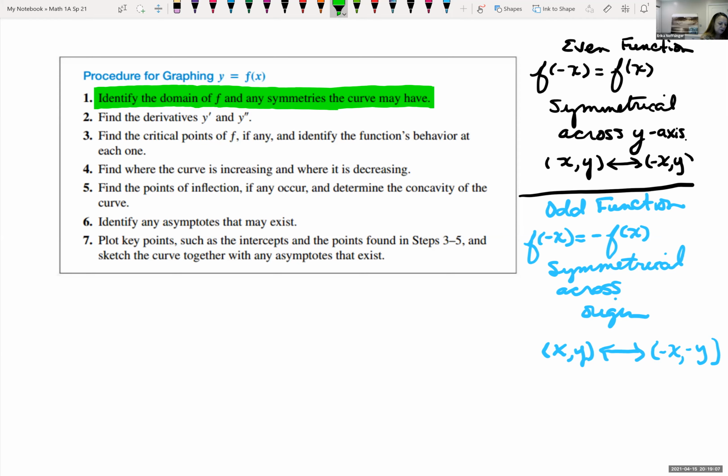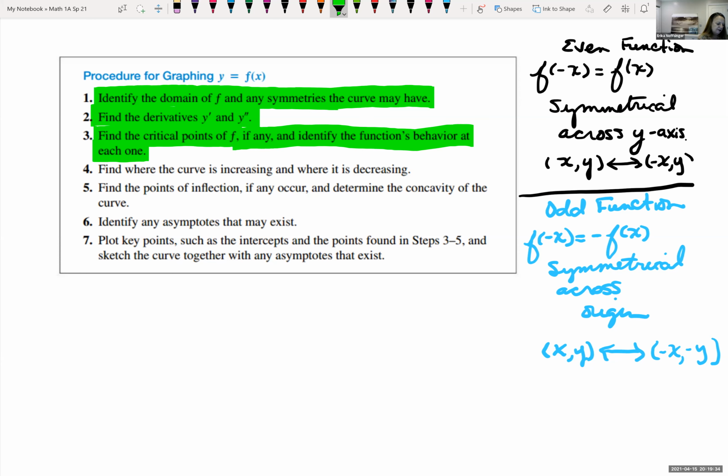Find derivatives. We're going to need to find the first and the second derivative of our function, because for step 3, we need to find our critical points. So we need to find the first derivative and set that equal to 0, or find where it's undefined. If there's any critical point, we want to identify the function's behavior at each. Is that going to be a local max or a local min at that critical point? We also want to find where the curve is increasing and where it's decreasing.